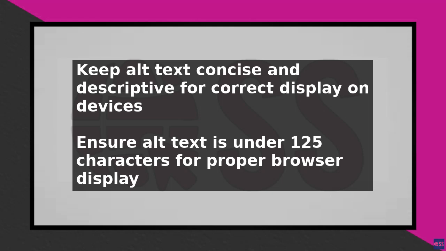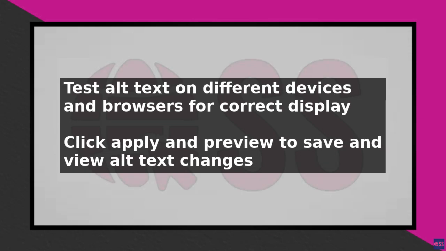After you have entered your alt text, click Apply to save your changes. You can then click on the Preview button to see how your alt text will be displayed. It is also a good idea to test your alt text on different devices and browsers to ensure that it is displayed correctly. Adding alt text to your images is an important step in making your website more accessible and improving your search engine optimization.